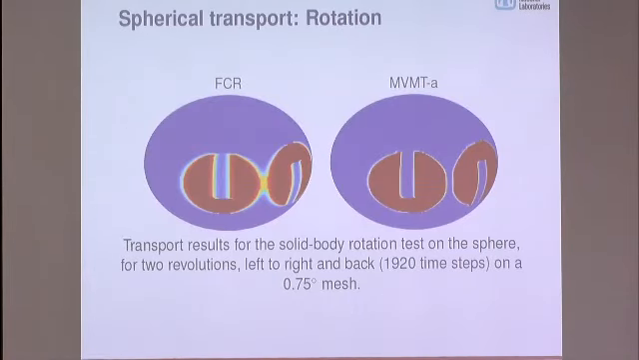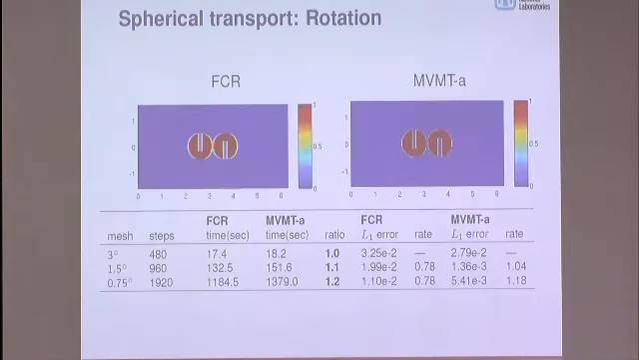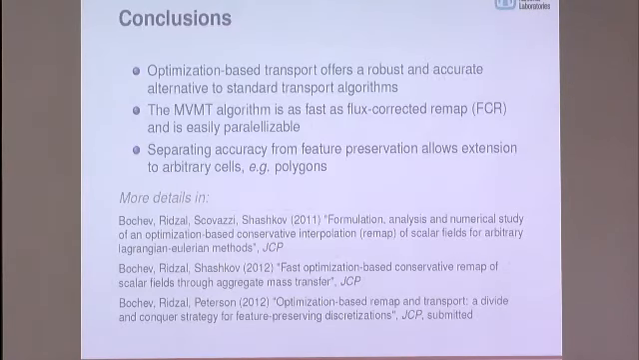And then the final is the rotation case, again on a 3/4 degree mesh. And here you see somewhat of a dramatic improvement between the FCR and the MVMT with an adaptable target. So I'll just skip to the conclusions here.